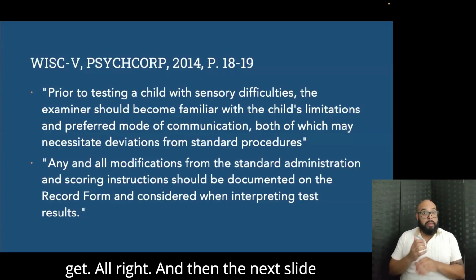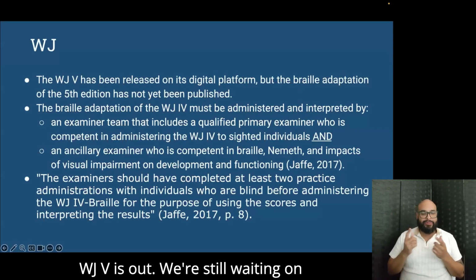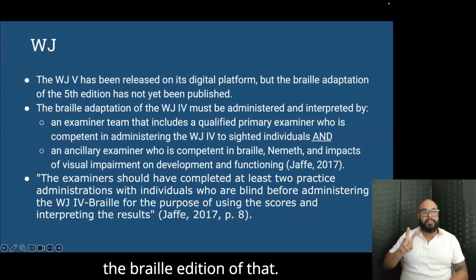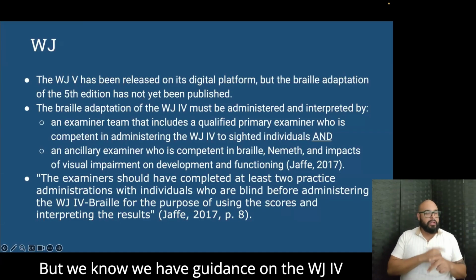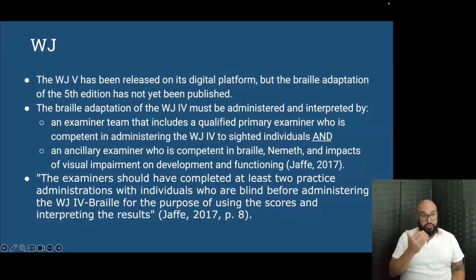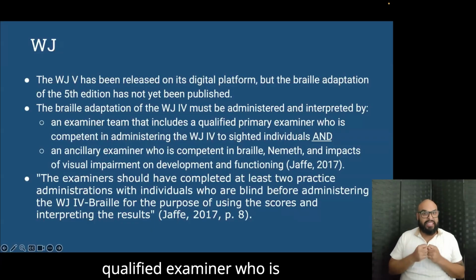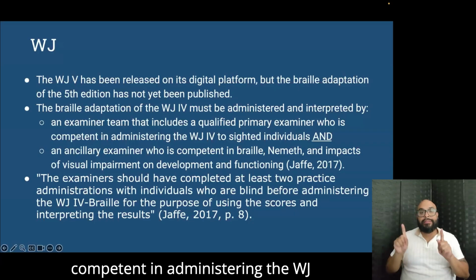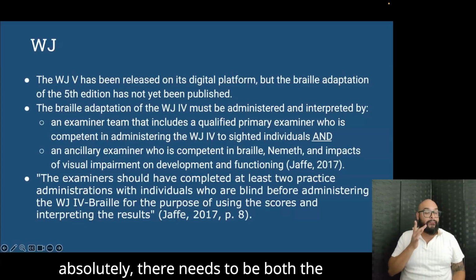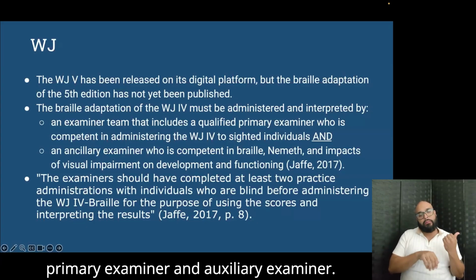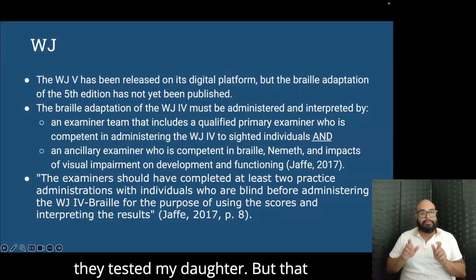All right. And then the next slide talks about guidance on what has to be done for the WJ. The WJ5 is out. We're still waiting on the Braille edition of that. But we know we have guidance on the WJ4 that says the team must include a qualified examiner who is competent in administering the WJ to sighted individuals and an auxiliary examiner. So here they're saying absolutely there needs to be both the primary examiner and auxiliary examiner, and you'll see that modeled in some of the pictures I'm going to show you of how they tested my daughter.